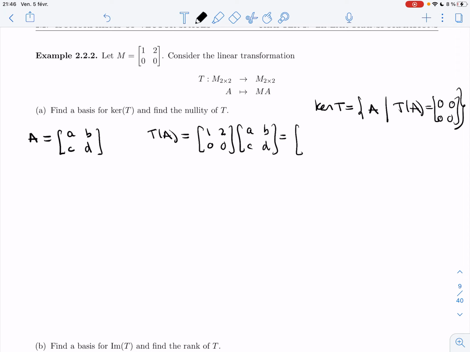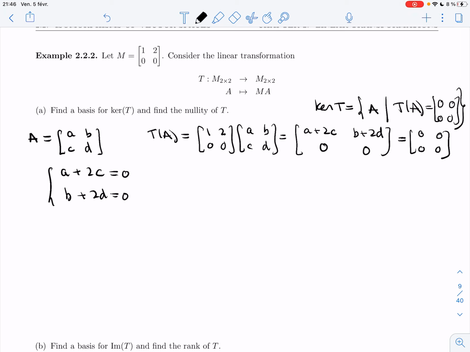and so I will get a plus 2c, b plus 2d, 0 plus 0, and 0 plus 0. So I need this to be 0, 0, 0, 0. That's the condition to be in my subspace. So that means I have a plus 2c is 0, and b plus 2d is 0. Let's put it in a system just to make sure everything is kosher.